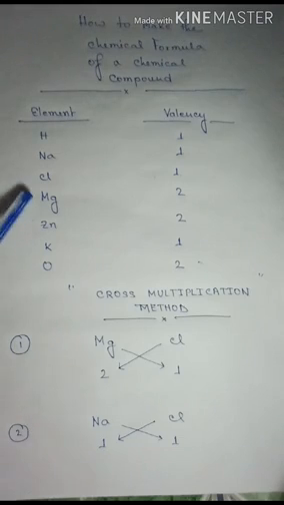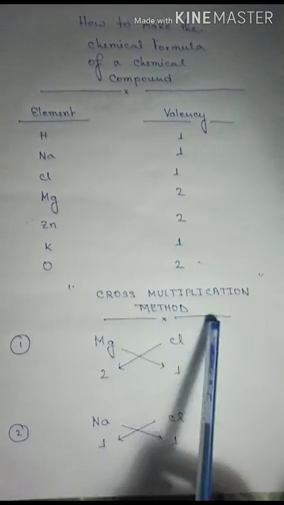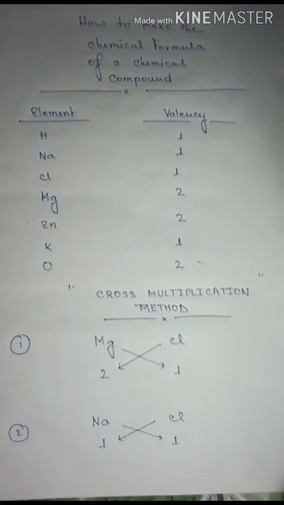These are some examples. Now we will find out how to form the chemical formula of a chemical compound. We will use the cross multiplication method to find out the chemical formula of any chemical compound. Here we will use the valencies to find it out.